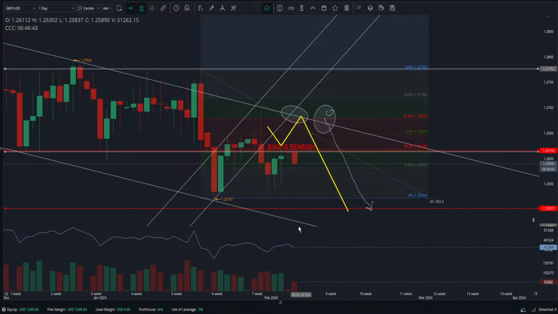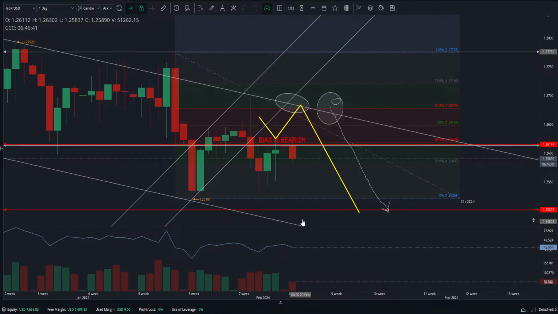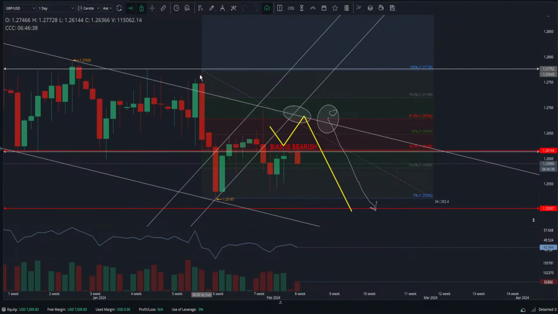About the pound also, the bias is bearish from this break. From here till here the price reversed 61%, then it came down, and now it has not gone higher than 50% even. So this is a sort of symmetrical triangle forming here.